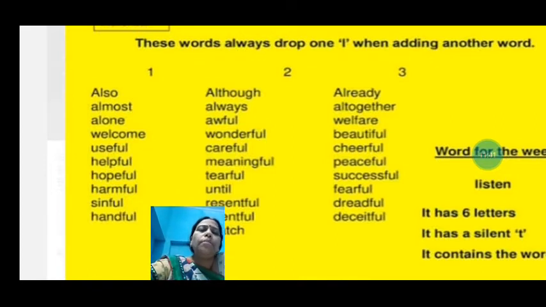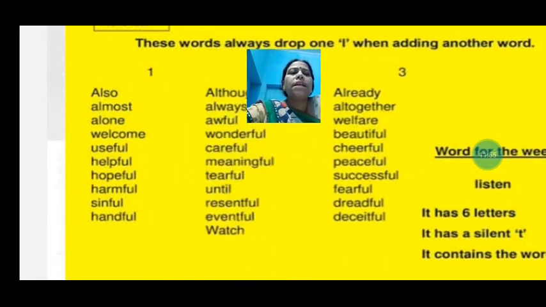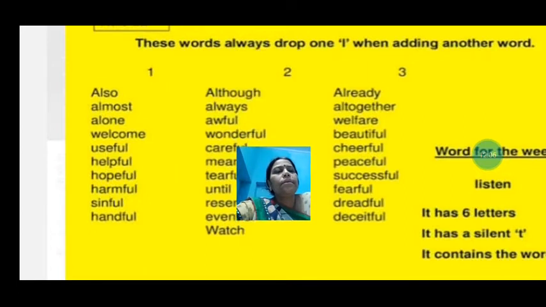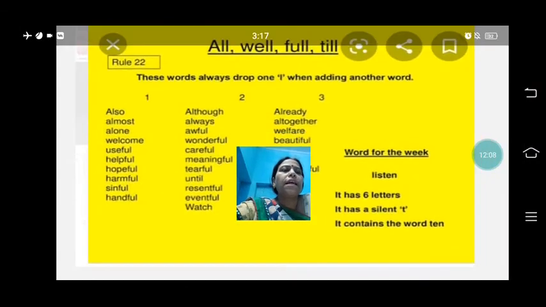FUL. Help plus full, help HELP plus FU double L. So what will it be? HELPFUL. So these words always drop one L when adding another word. In all these you will see, like until also, UN plus TI double L. Remove one L, it will be until, TIL only. So in all the words you will see like that.